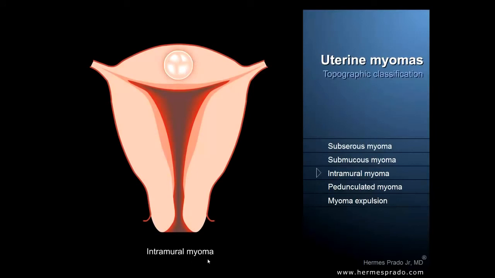intramural myoma. There's an observation to be made about tumors that grow near the internal or external surface of the uterus. They may eventually detach from the body of the uterus and get suspended by a peduncle. And when the origin is in the uterine cavity, the peduncle may stretch until the tumor is literally expelled through the cervix towards the vagina, like this.